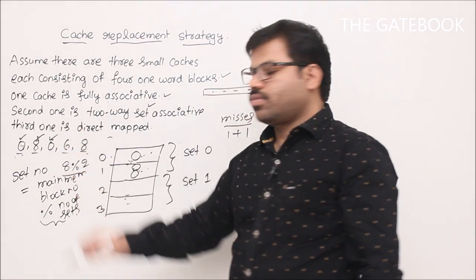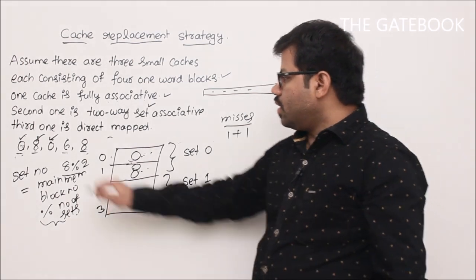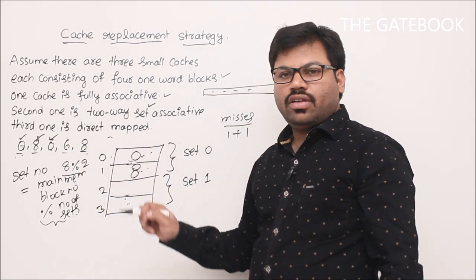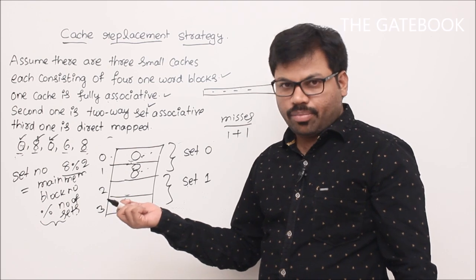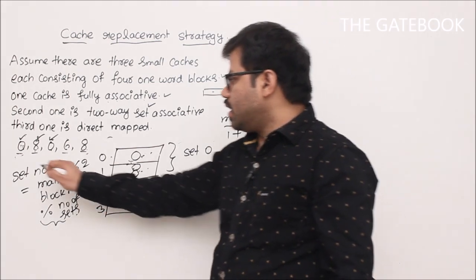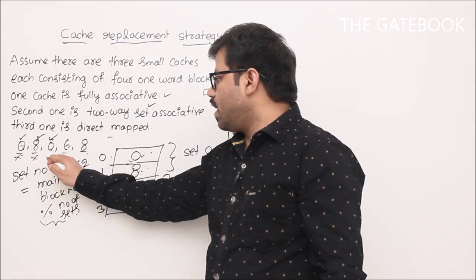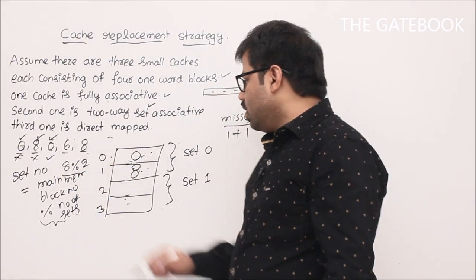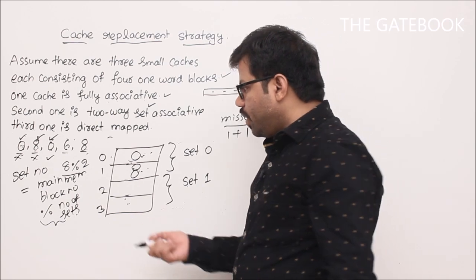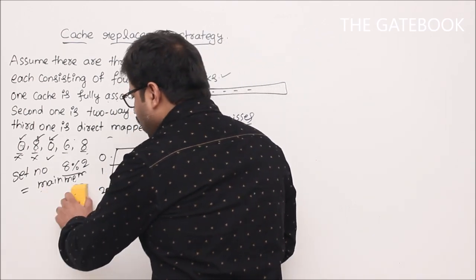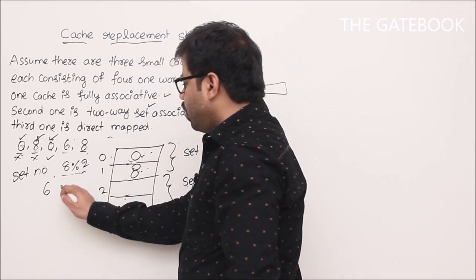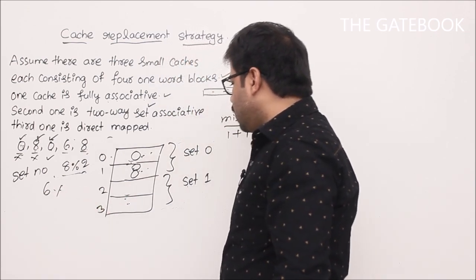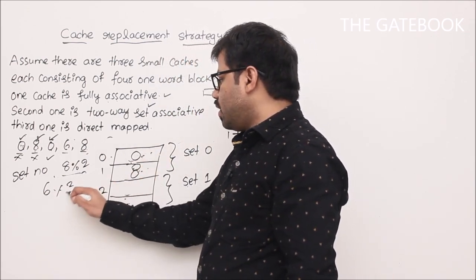Now 0. If you see 0, then 0 is already available, correct? Then do we require to replace anything? No. So I can say hit. 6 is a new one, right? So again it will be a miss. So where do we have to keep it? To find that out the formula is main memory block number 6 modulo number of sets. How many sets do we have? 2. 6 modulo 2 is 0.